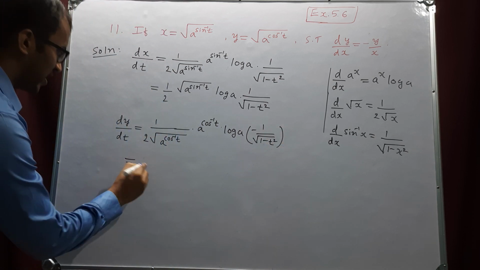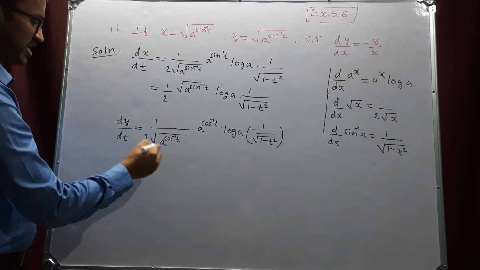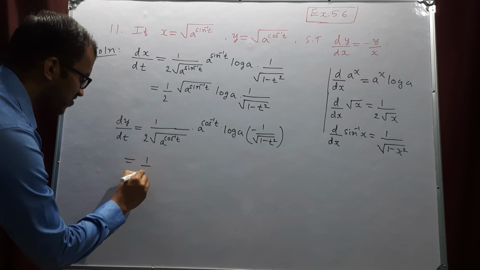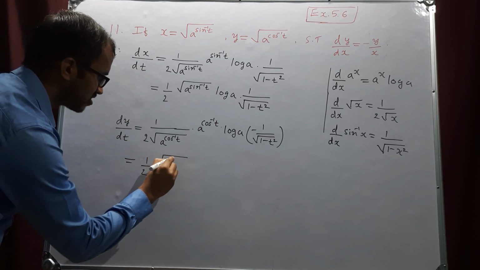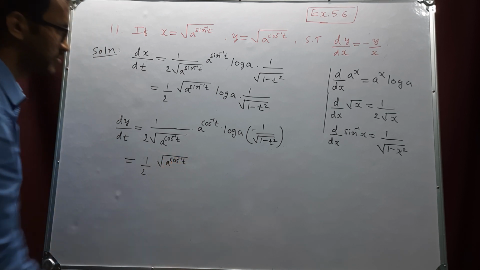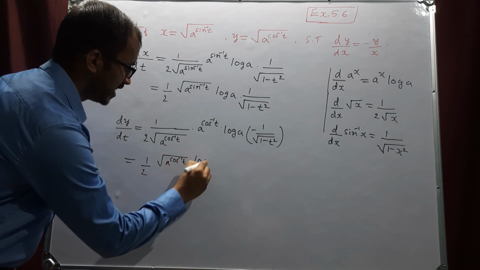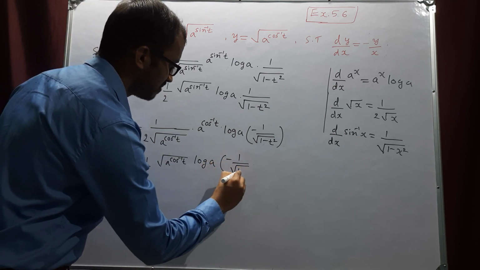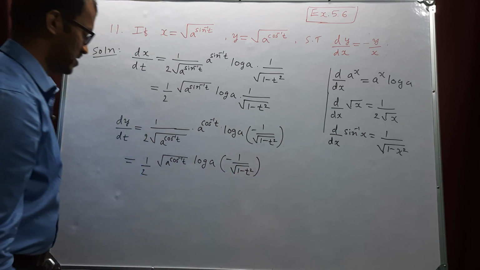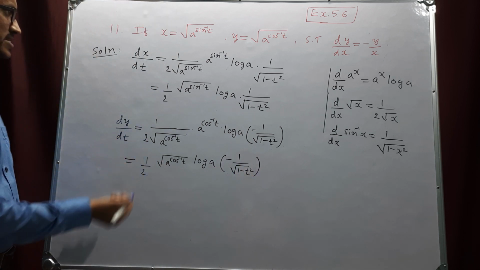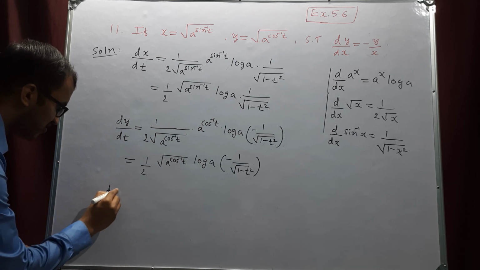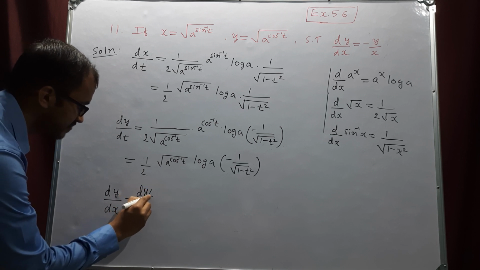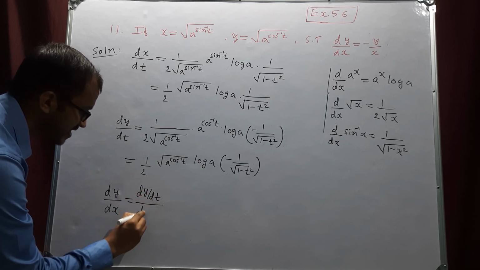So again simplify. So a power cos inverse t by root of a power cos inverse t means that is root of a power cos inverse t into log a into minus 1 by root of 1 minus t square. So this is the value of dy by dt. So the value of dy by dx is equals to dy by dt by dx by dt.